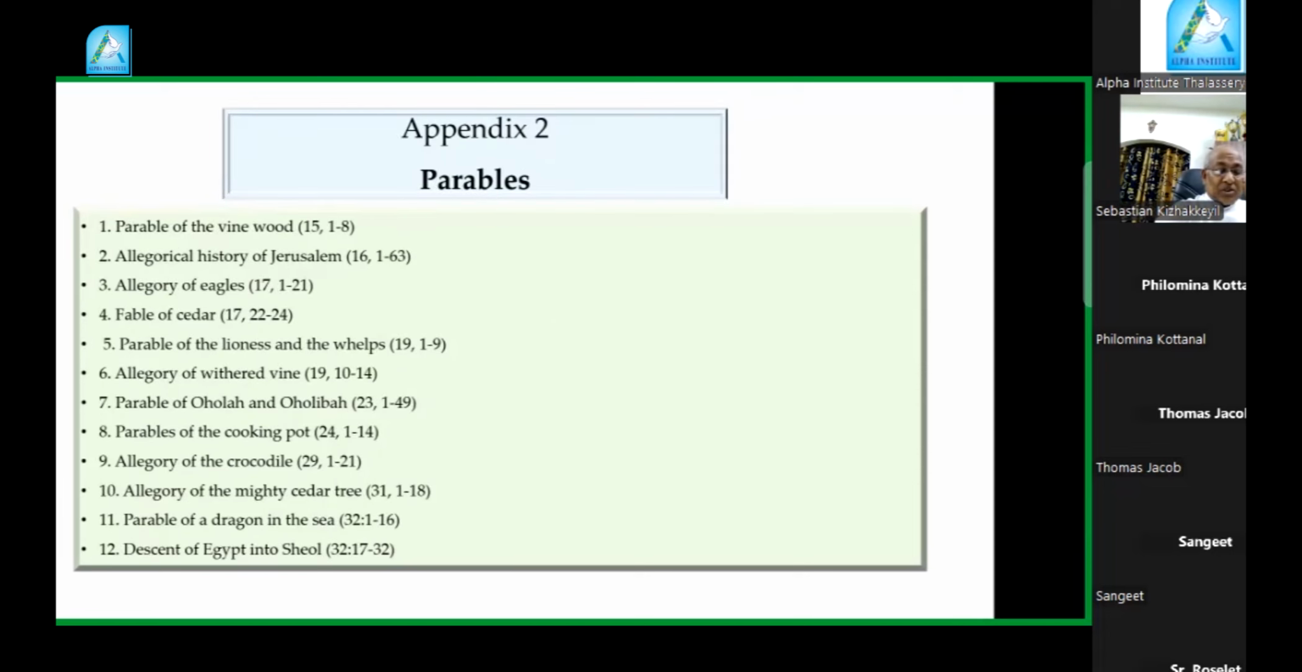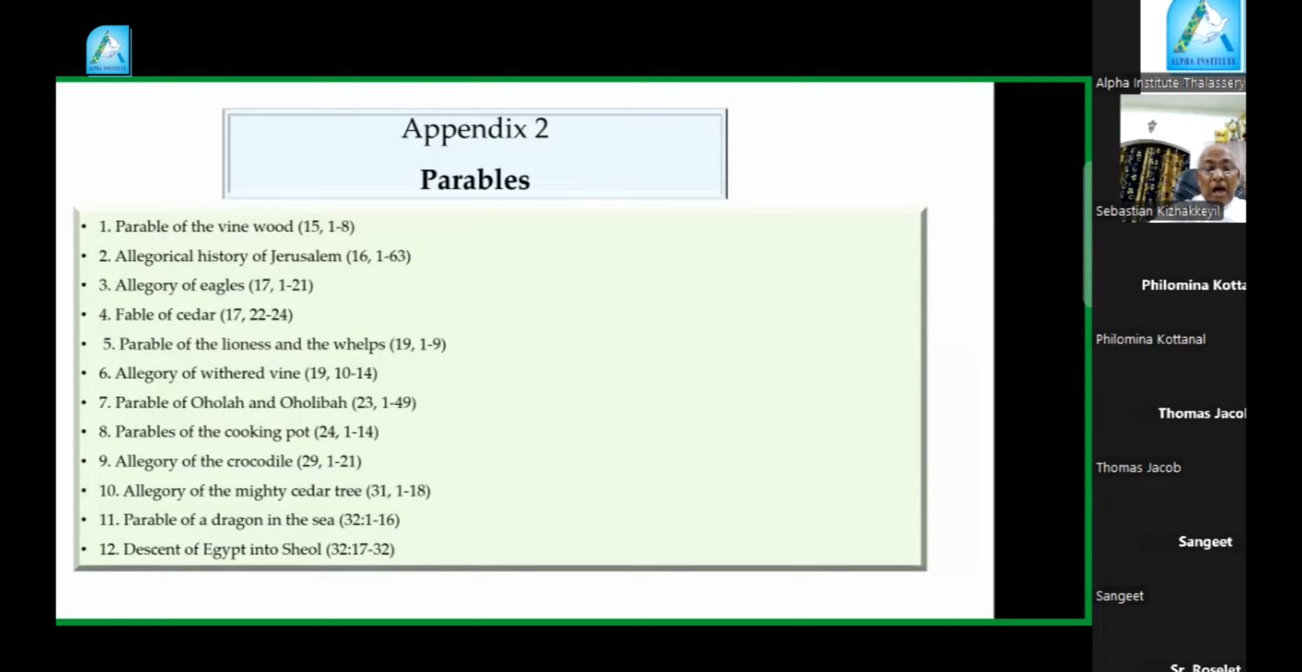That is the first young cub of the lioness, Israel. And the second is Jehoiachin, the son of Jehoiakim, the grandson of Josiah. Jehoiachin was taken to Babylon in 598. First is 609, the second is 598. So this parable speaks about this. Jeremiah also speaks about this historical event.